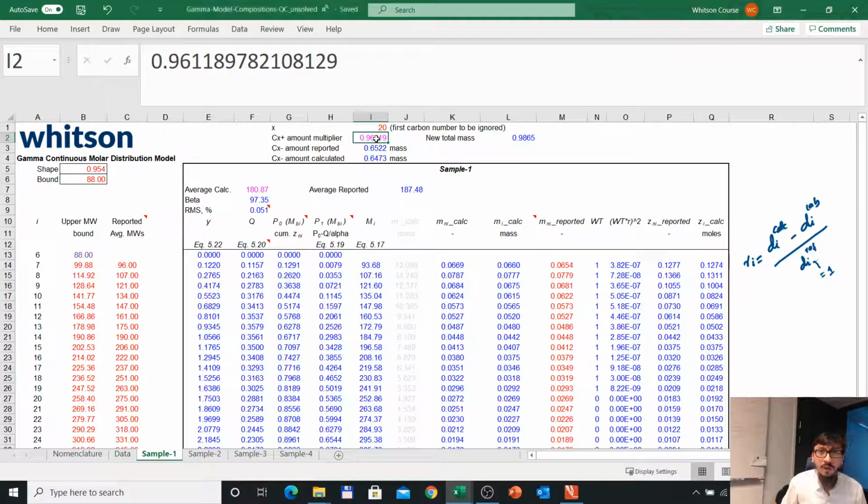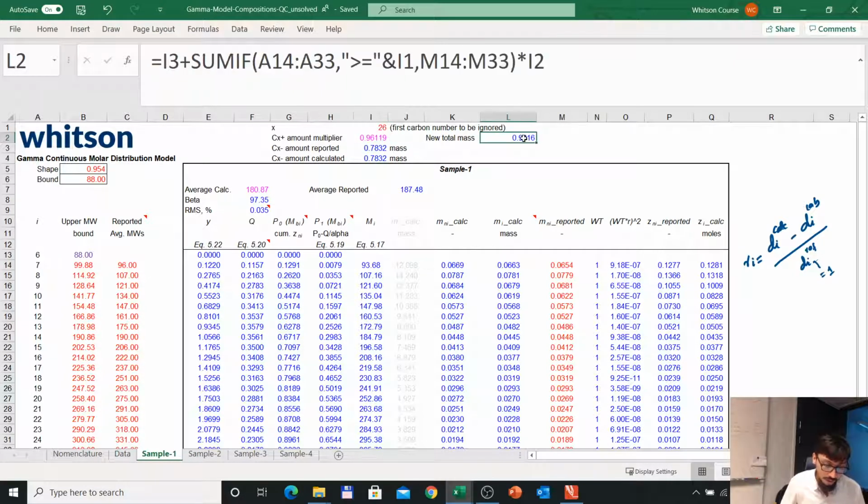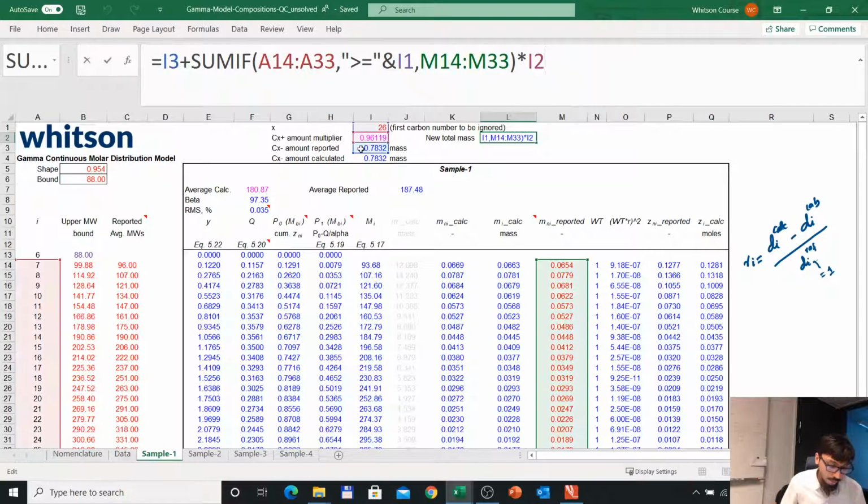It will just multiply the current mass of the C21 plus component with this multiplier and give you the new total mass. And so we just bring it back to C26. So the new total mass is just the sum of the lab reported Cx minus mass and the amount multiplier Cx plus multiplied with the Cx plus lab reported mass.